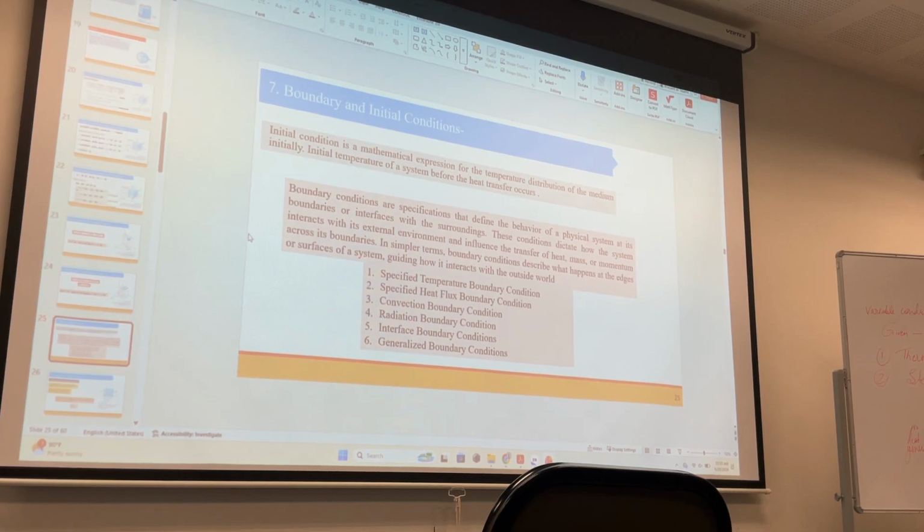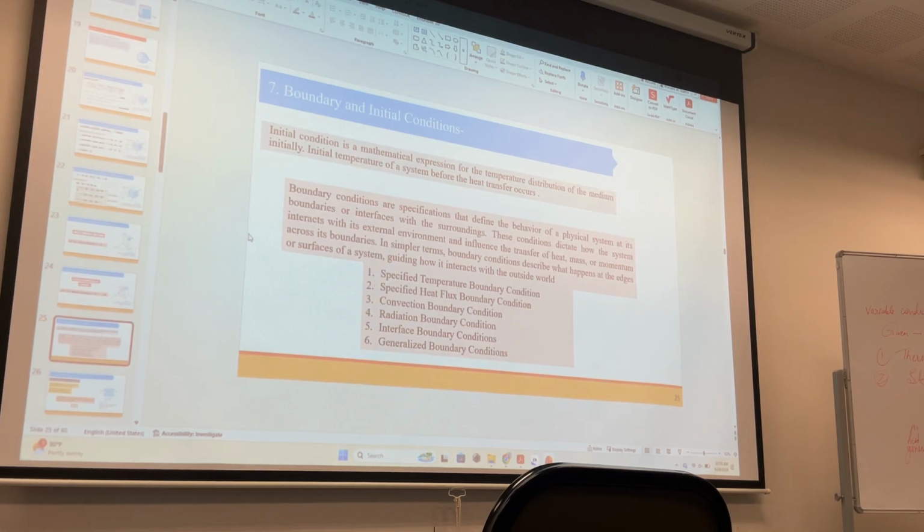An initial condition is when I am telling you the initial temperature of the room or the initial temperature of outside. That is an initial condition; it's not on the object. These conditions dictate how the system interacts with its external environment and influence the transfer of heat, mass or momentum across its boundaries. In simpler terms, boundary conditions describe what happens at the edges or surface of a system, guiding how it interacts with the outside.